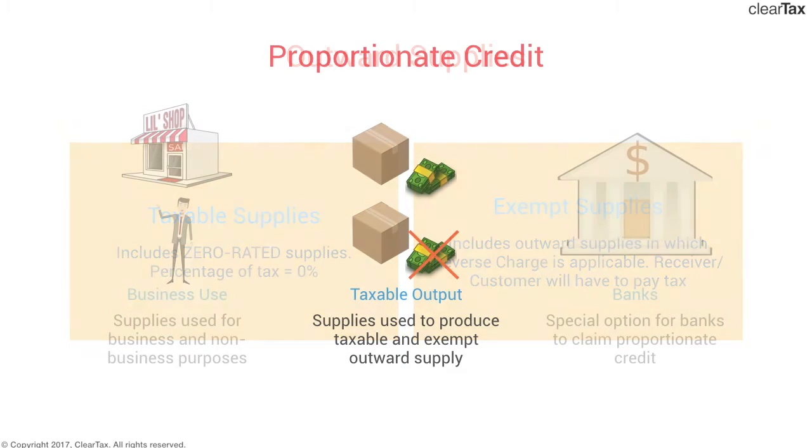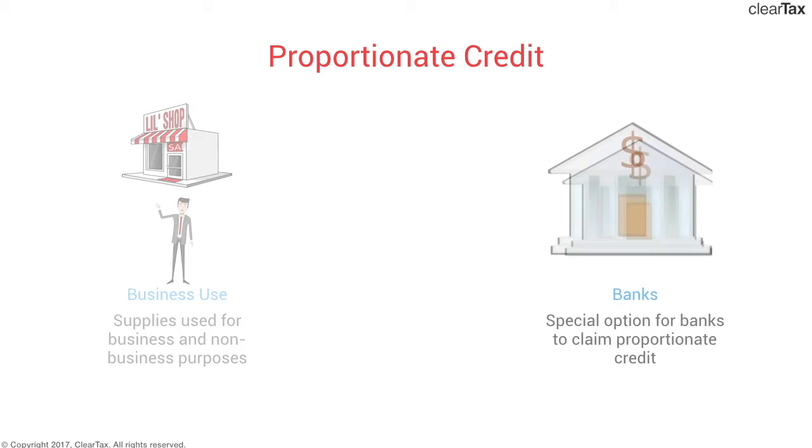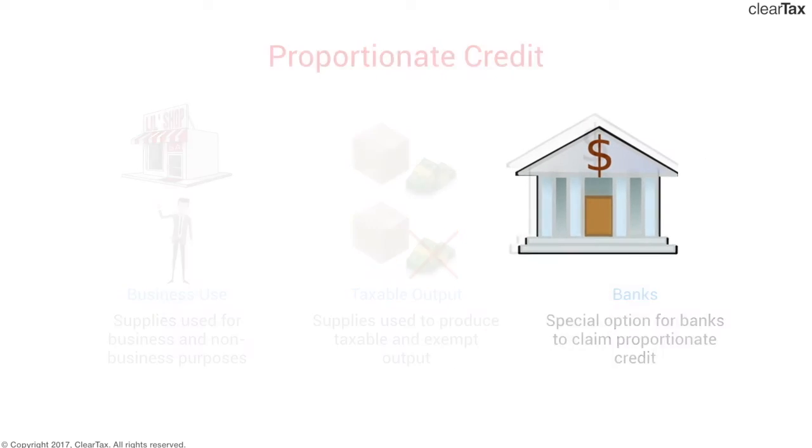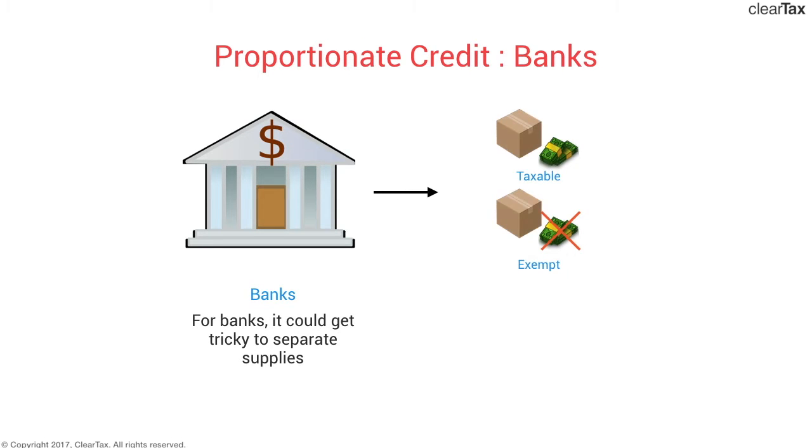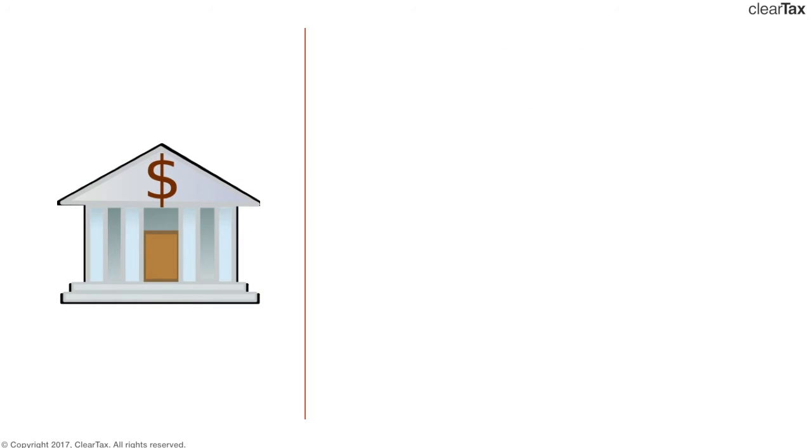Moving on to the third item under proportionate credit, which is a special option for banks. Why is this there? Well, banks have a lot of services which are taxable and a lot of services which are exempt. By law, the services relating to accepting deposits or lending money, all the charges on it, service tax is exempt. And so it could get a little complicated for banks to separate taxable and exempt supplies. Following the canon of simplicity, GST law provides an option to get rid of this complication.